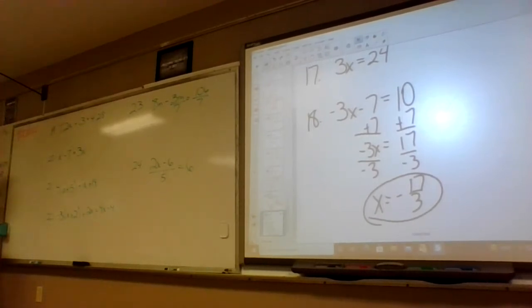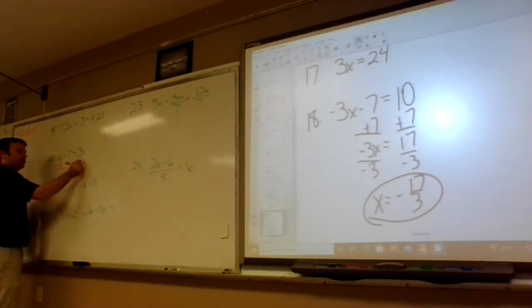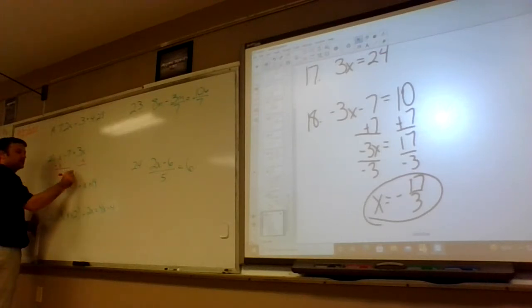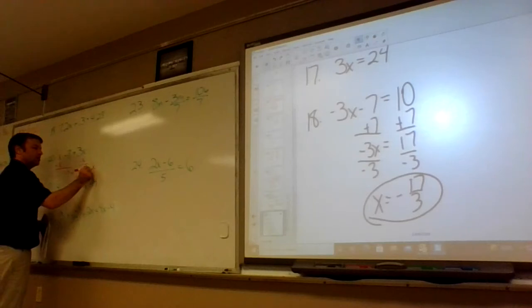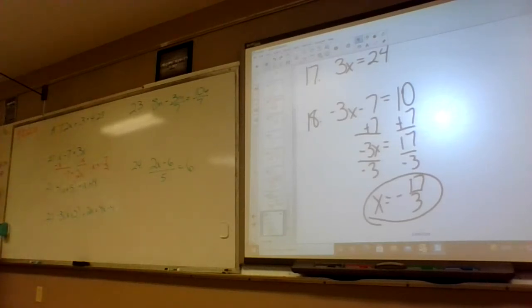Number 20, what do we do when we have x's on both sides? You've got to get rid of them on one side by subtracting. So it's negative 7 equals 2x. 3x minus 1x is 2x. And then divide by 2, what's negative 7 divided by 2? You can put negative 3.5 or just negative 7 over 2.